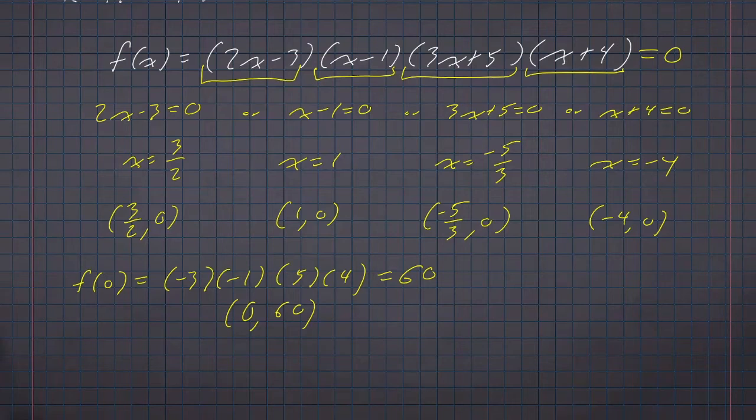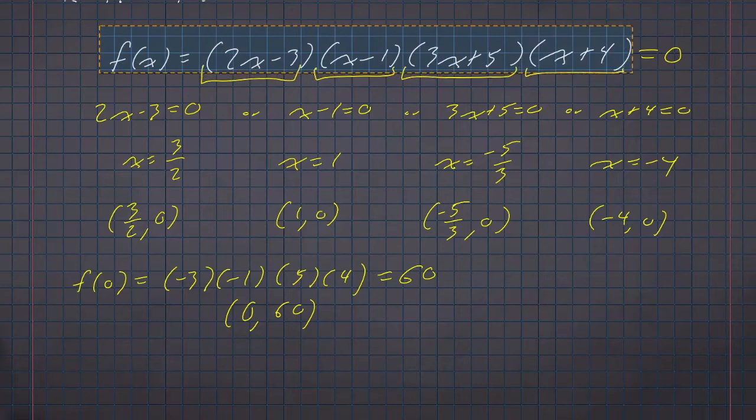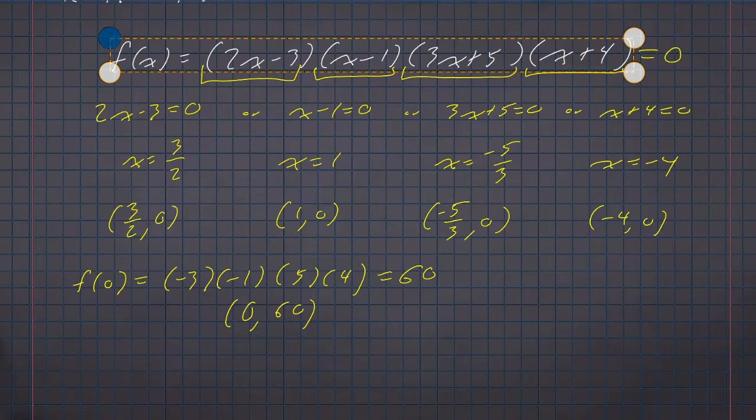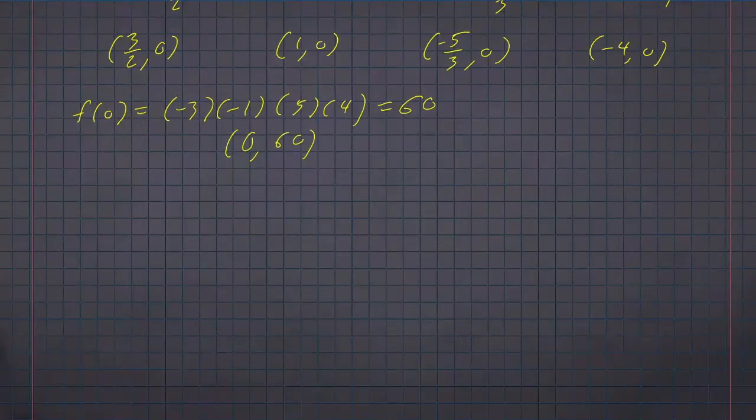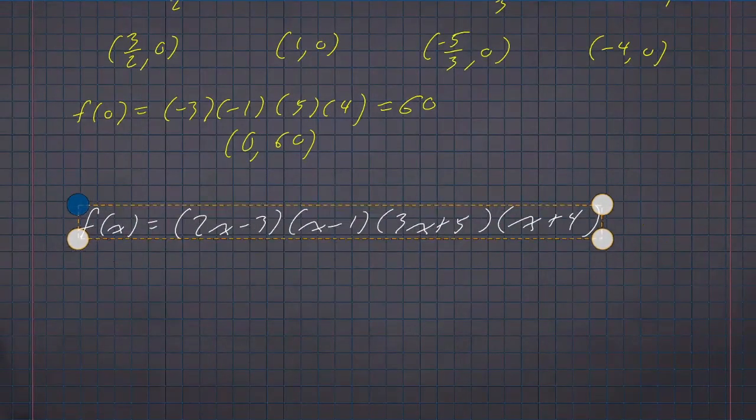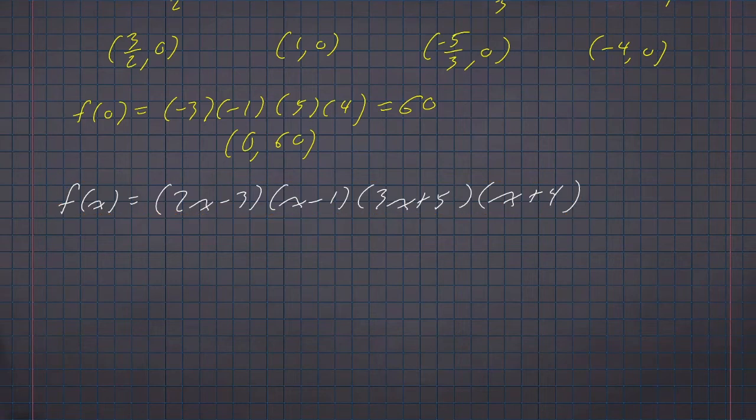Next, we can come up with the end behavior. Let me go ahead and copy this original function, because I'm running out of space on the screen. And again, remember that trick. Take the highest term in each of these. So we'll take 2x times x times 3x times x, which is 6x to the 4th.